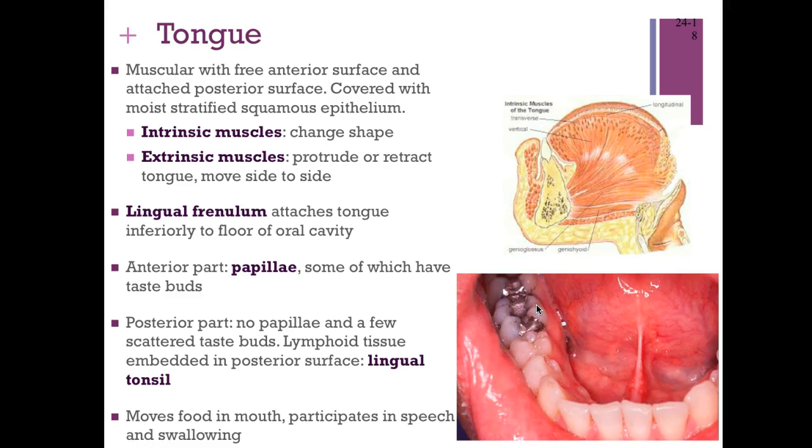So when we look at your tongue, we see that it is very muscular and it has a free anterior surface. Of course, it is attached posteriorly, and this is covered with moist stratified squamous epithelium. And we have two different classifications for these muscles. We have our intrinsic muscles that are going to change the shape of the tongue. So if you're one of those people that can curl their tongue or flip it backward, then you are very talented and you have great intrinsic muscles.